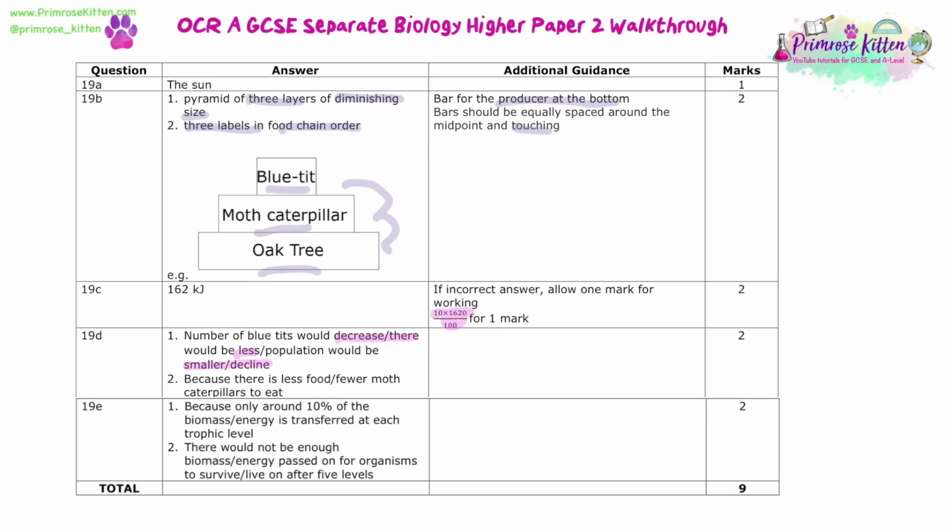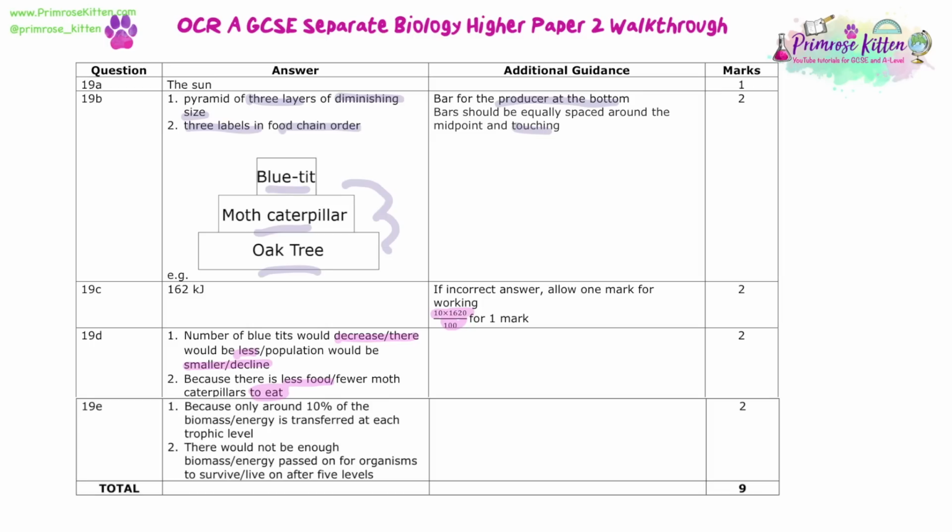And then you've got the "because there's less food." You can't just say fewer moth caterpillars, you would have to say fewer moth caterpillars to eat, because they told you the moth caterpillars are going to decrease in the question. You need to make it clear that the reason the blue tits will decrease is because that means there's less food for them.